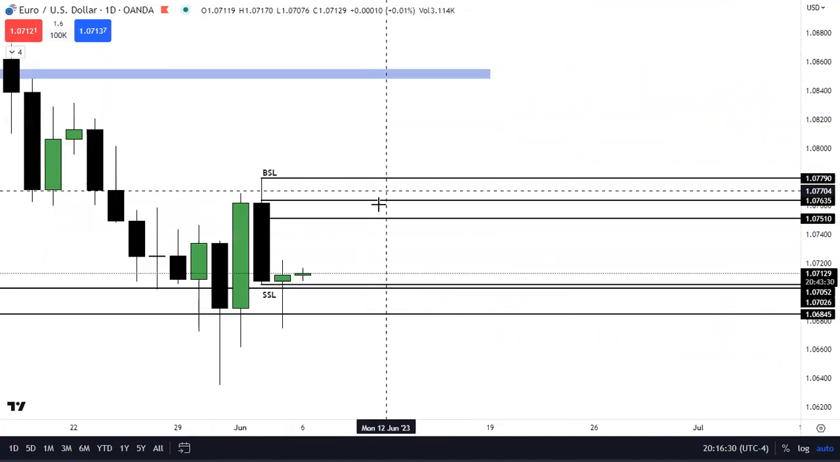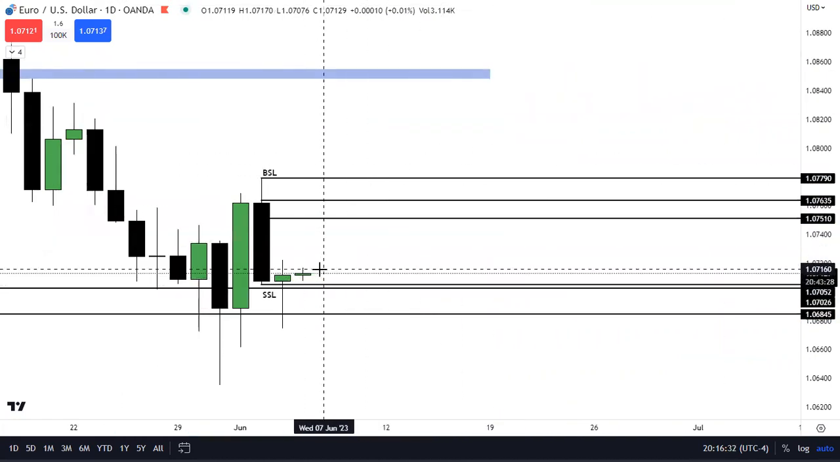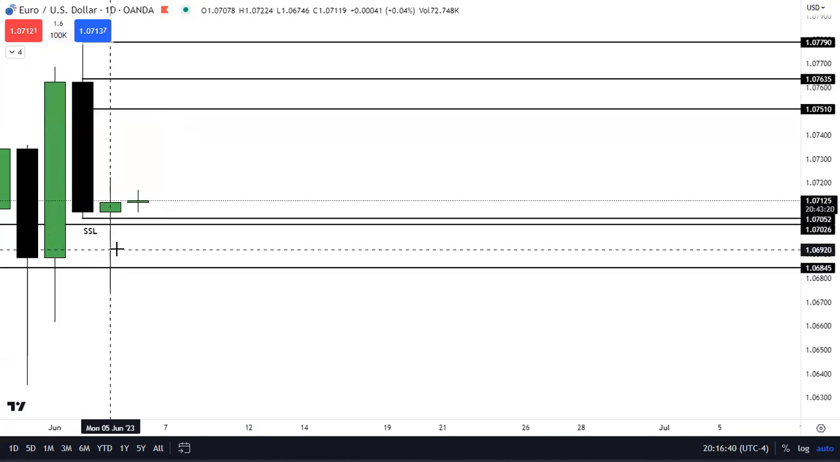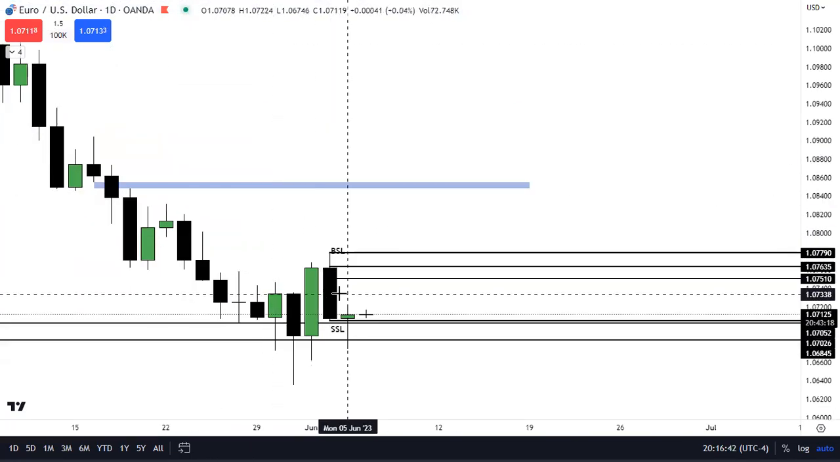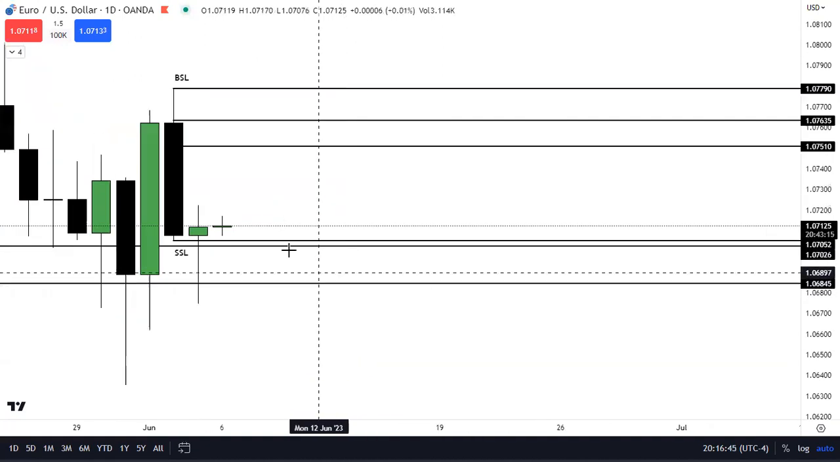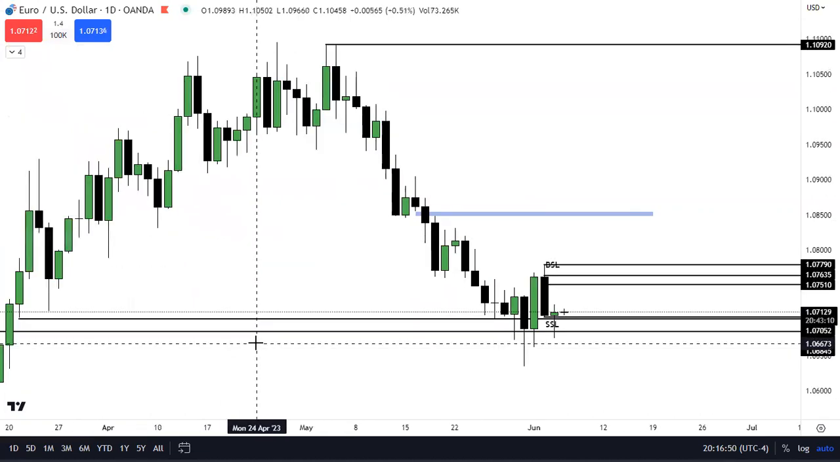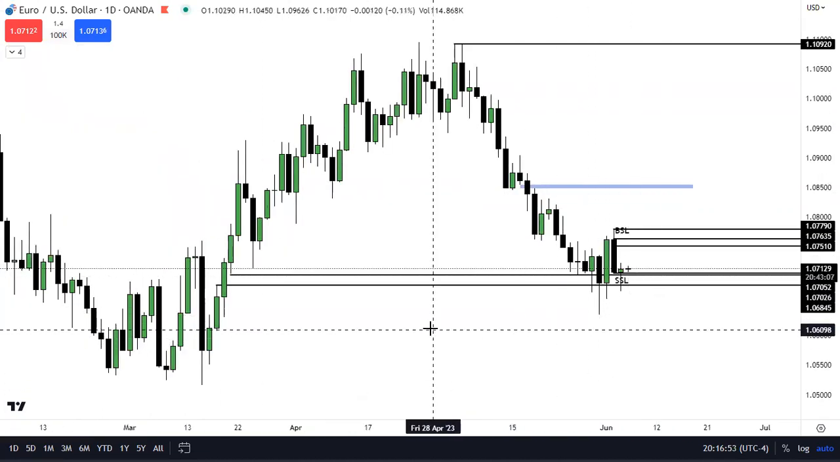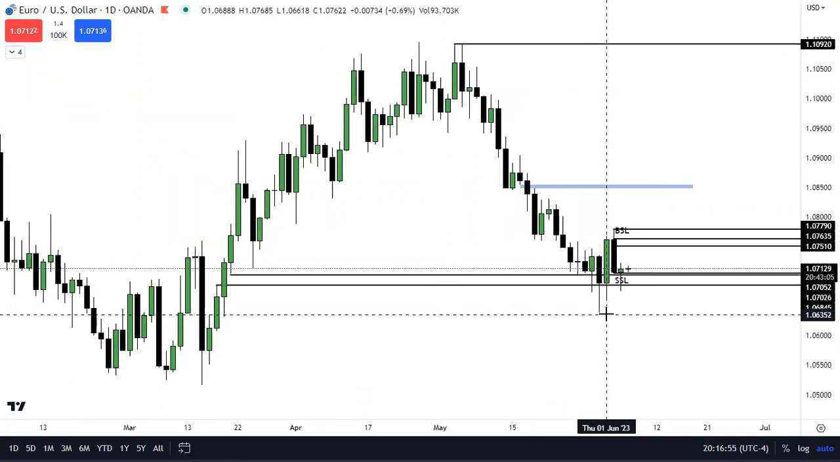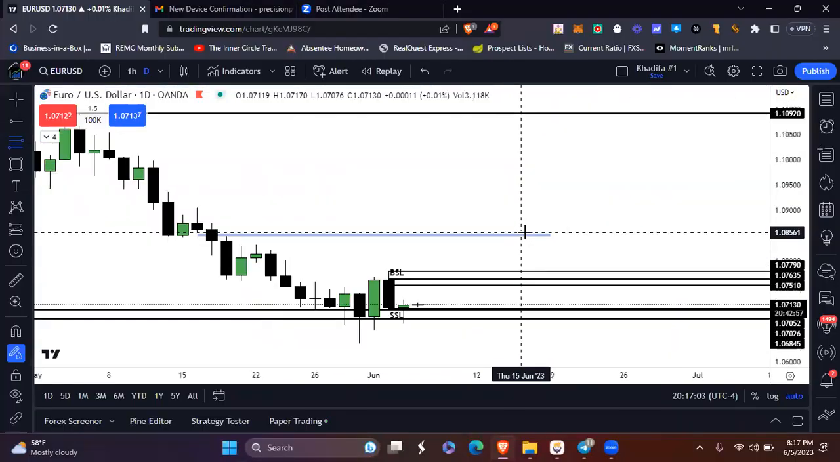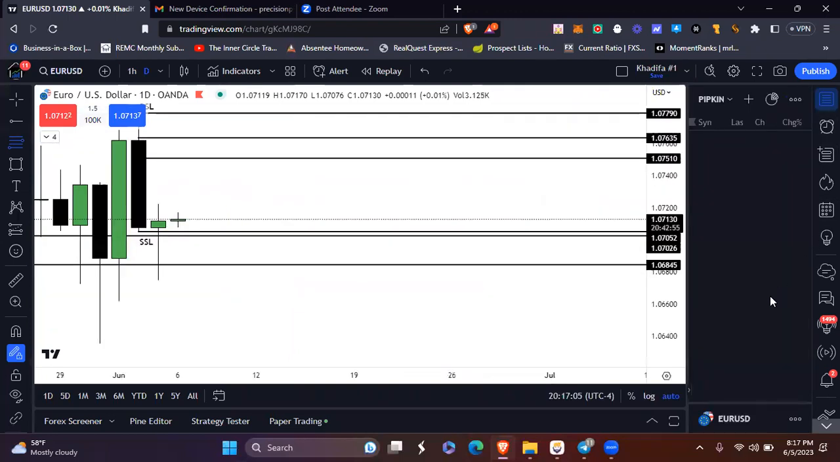So Euro could want to pull a fake out to come back down into this daily fair value gap and that PD array from today, and then shoot back up to give us a retest of Friday's PD array, or we could just blow through it. And if we did blow through it to the downside, of course, we would be targeting sell side liquidity to the downside. So that's what I'm looking for out of Euro USD.